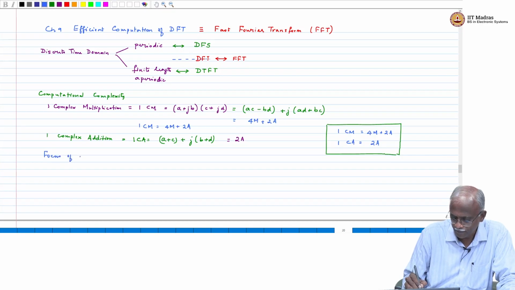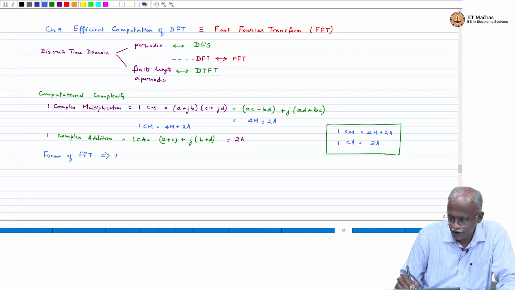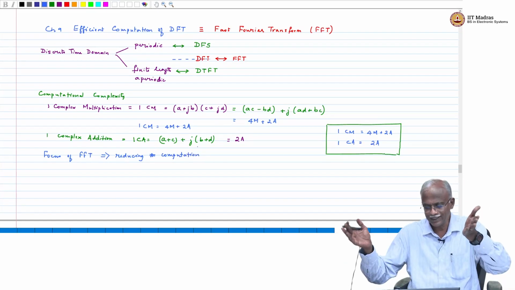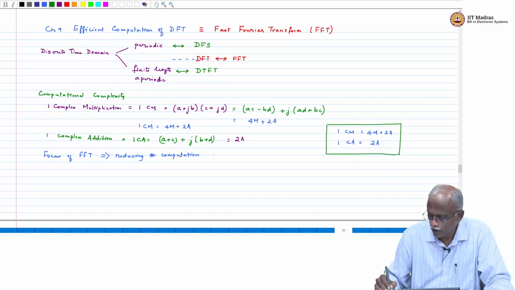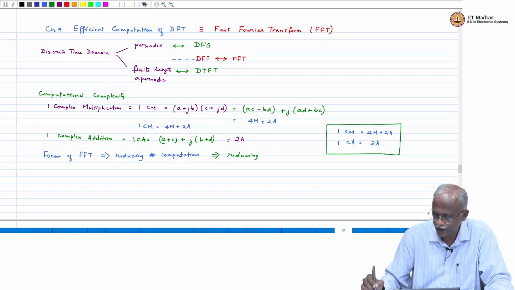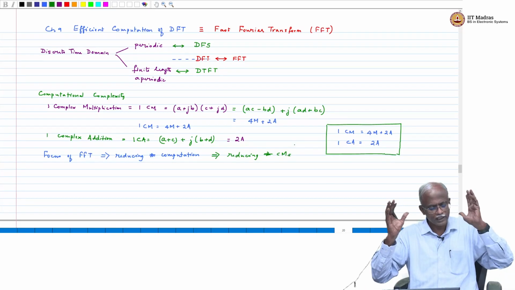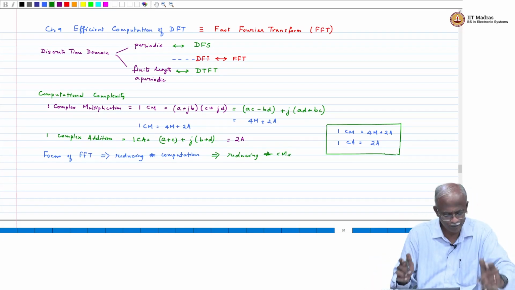Our focus in the FFT is on reducing the number of computations. We will find that significantly the computations are in complex multiplies. So this means our focus is on reducing the number of complex multiplies, the number of CMs. That is what we are going to do.